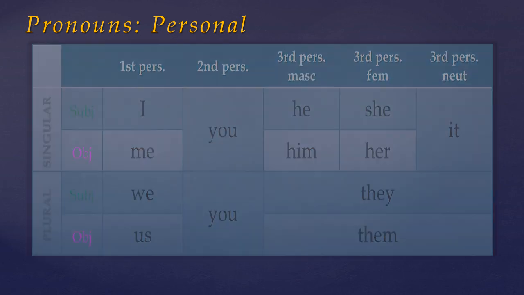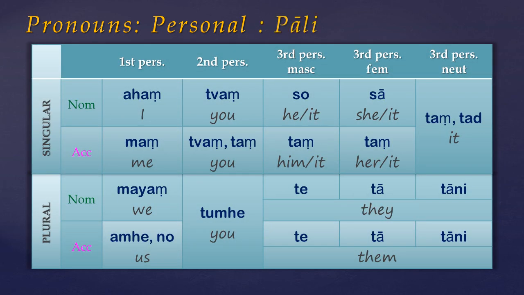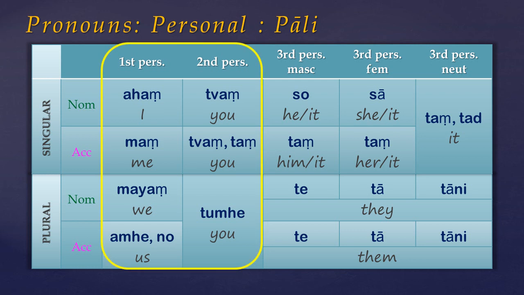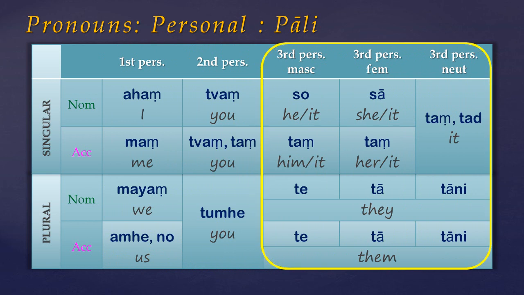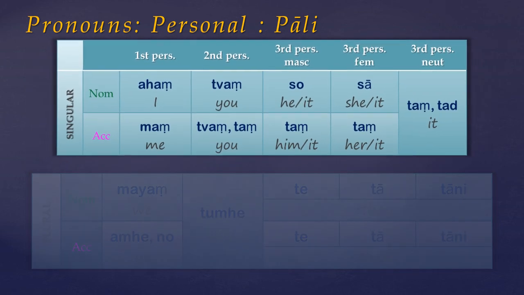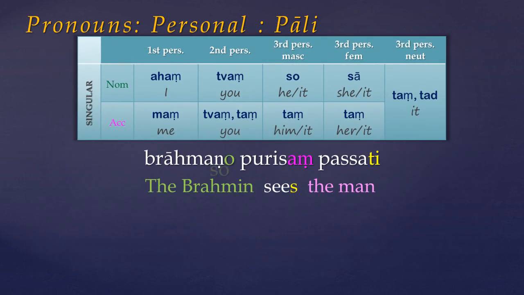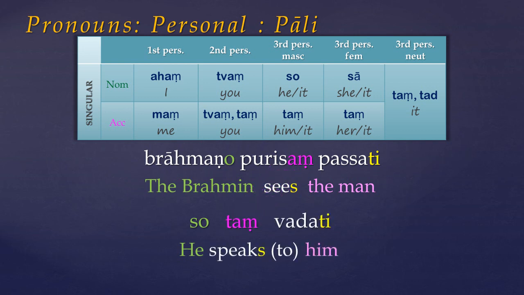Now the good news is that personal pronouns in Pali have similar characteristics to those of English. So now if we look at the Pali personal pronouns, again we can see that the first and second person are genderless, whereas the third person has both male, female and neuter forms. And it should come as no surprise to find that in Pali the subject is in the nominative case, whereas the object, or more specifically the pronoun of the direct object, is in accusative case.